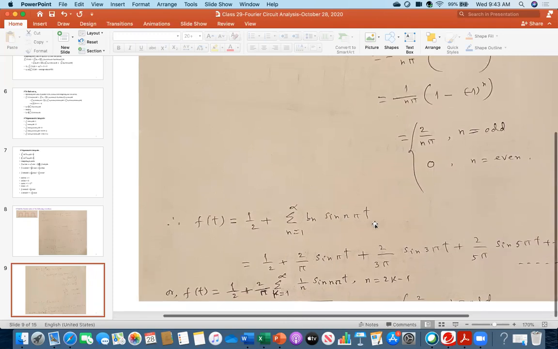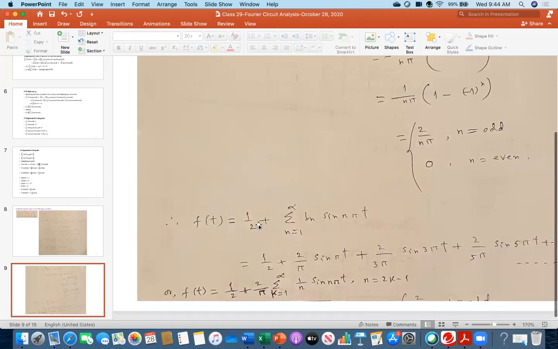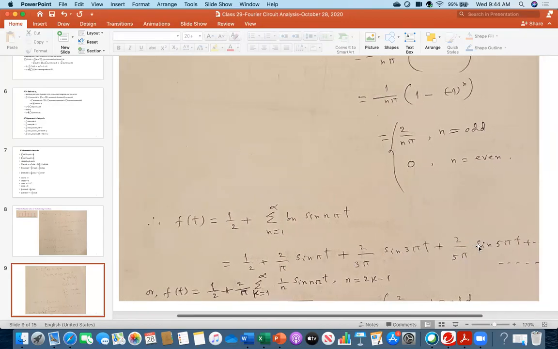Now, what is my bn? That bn is this one, 2 by n pi. So here what I am writing: half plus 2 by pi when n value is 1, then sine n pi t, plus then 2 by 3 pi sine 3 pi t. Because when n is odd, it has this value. Look, when n is odd, it has the 2 over n pi bn value that I am putting. If n is 1, if n is 3, if n value is 5, accordingly I am writing. So therefore it will go in that way. Everybody, can you follow me on this line?